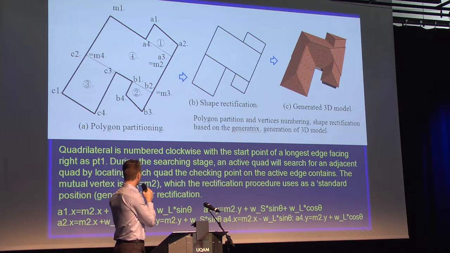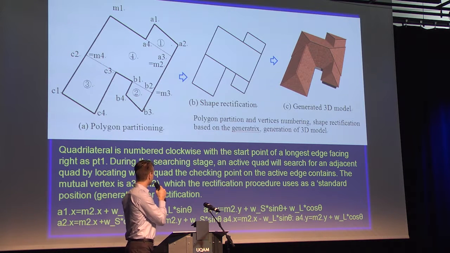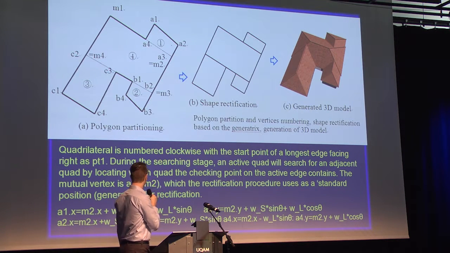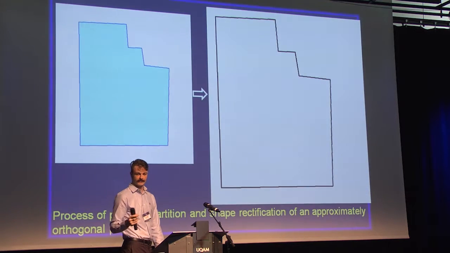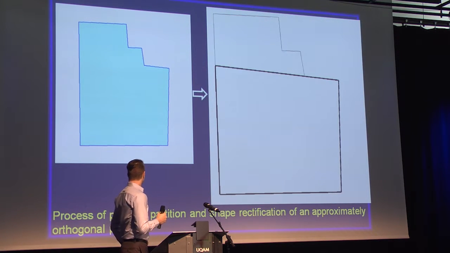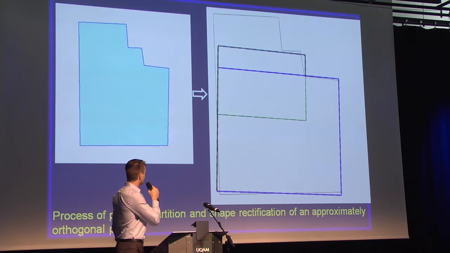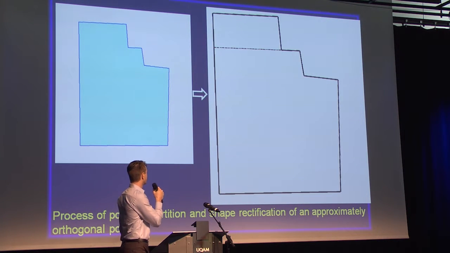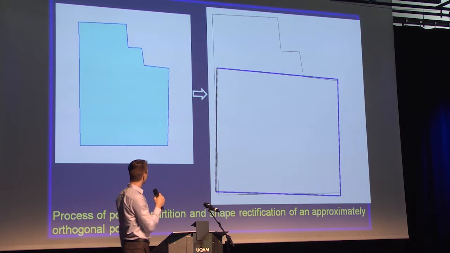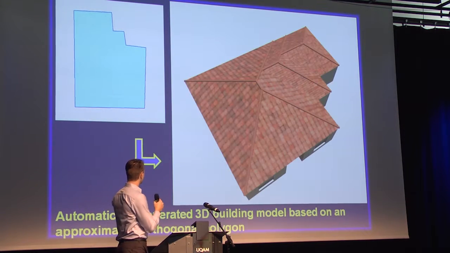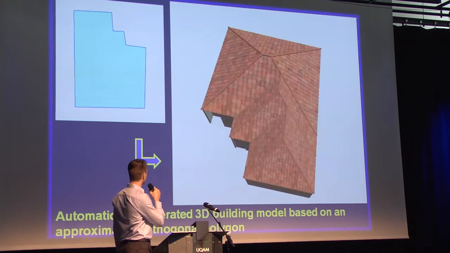A quadrilateral is numbered clockwise with the start point of the longest edge facing right as point 1. During the searching stage, an active quad will search for an adjacent quad by locating which quad the checking point on the active edge is contained in. The mutual vertex is where the rectification procedure uses a standard position for rectification. This is the process of rectification into separate quadrilaterals, and then generated into a 3D building model here from the CG module.